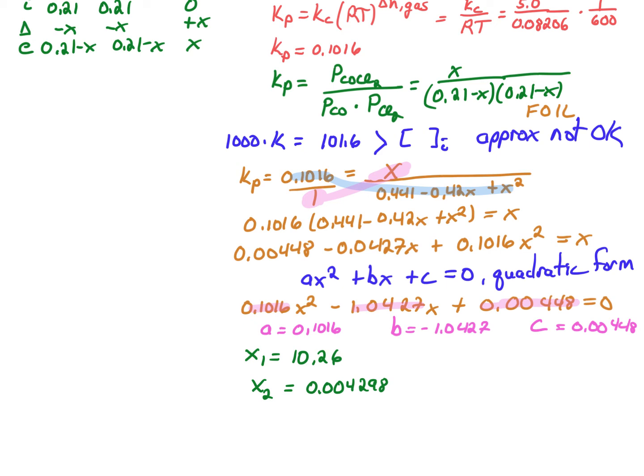One is going to be the nonsense root, and one's going to make sense. We can determine which is which by looking up at our ICE table. In our ICE table, we can get the pressures of our initial reactants as 0.21 minus x. 0.21 minus the larger root is going to lead to a negative pressure, and therefore that is the nonsense root, and the other is a true root.